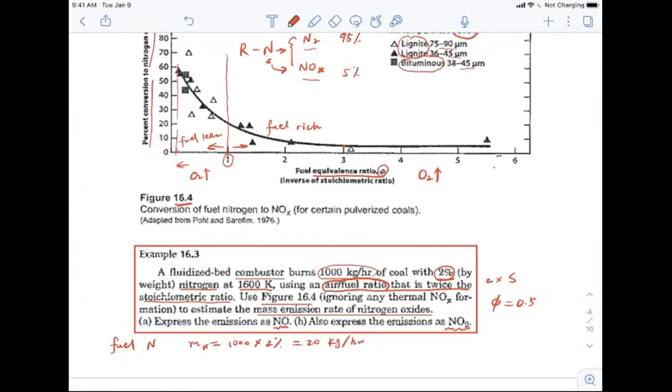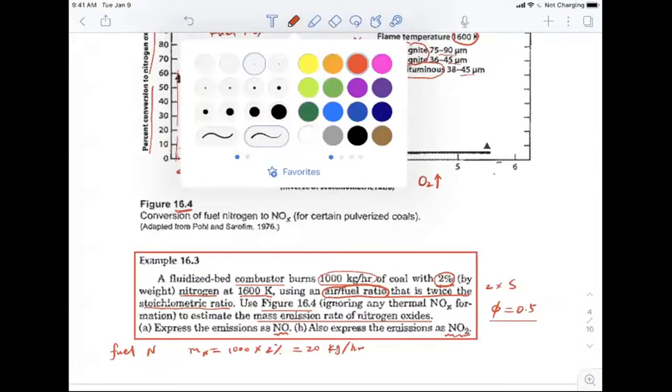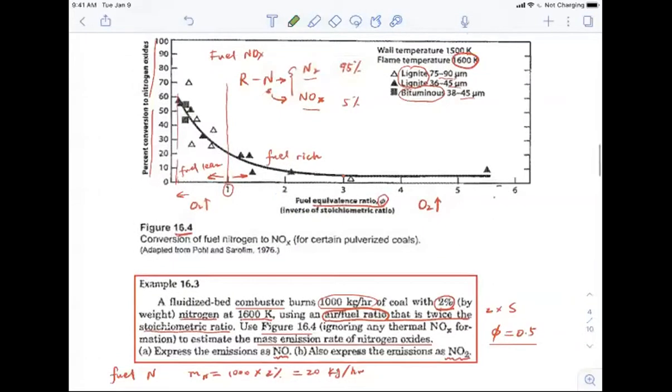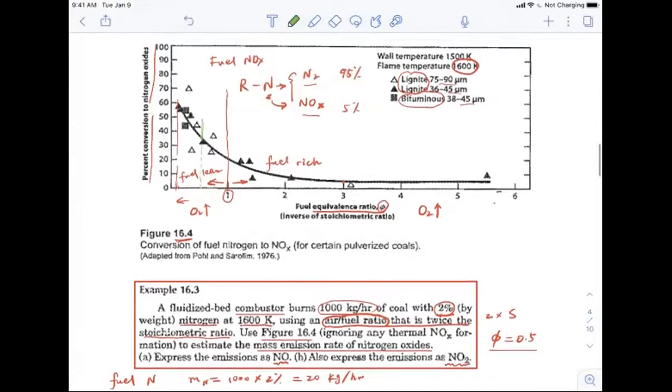And then we know the equivalence ratio: the air-fuel ratio is twice the stoichiometric ratio, we provide more air, and the equivalence ratio is 0.5, so basically 50%. So we could use this curve here and find out the conversion rate, or the percentage of conversion. This is going to be 35%.